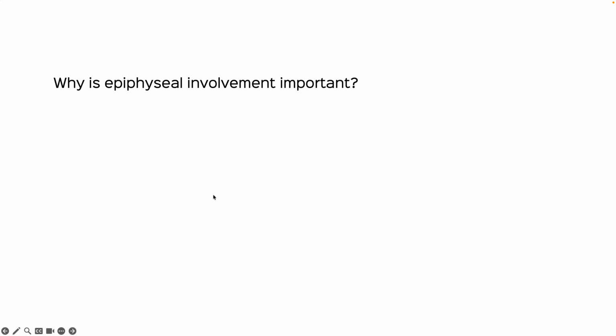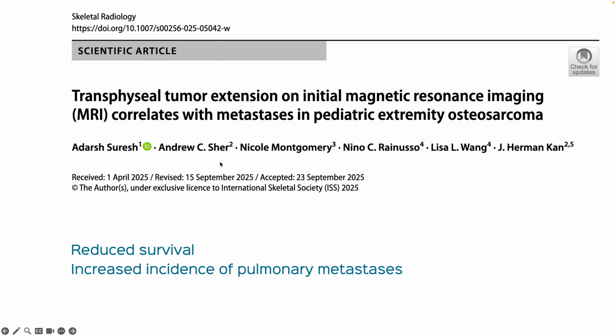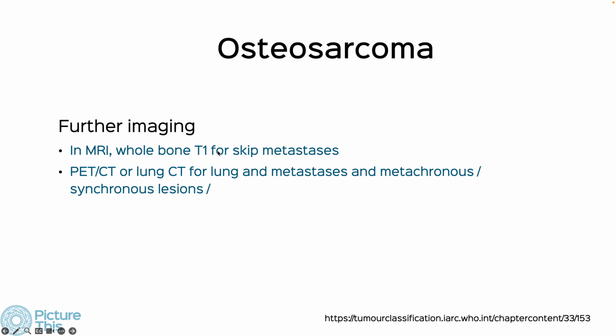Now, why is this important? Because it may then preclude joint preservation surgery, and it is associated with poorer prognosis. So again, this has not been published yet. It's an online first article in September where they looked at what happens to these patients, and they found that there is reduced survival and there is an increased incidence of pulmonary metastases in all of the patients who have transphyseal tumor extension.